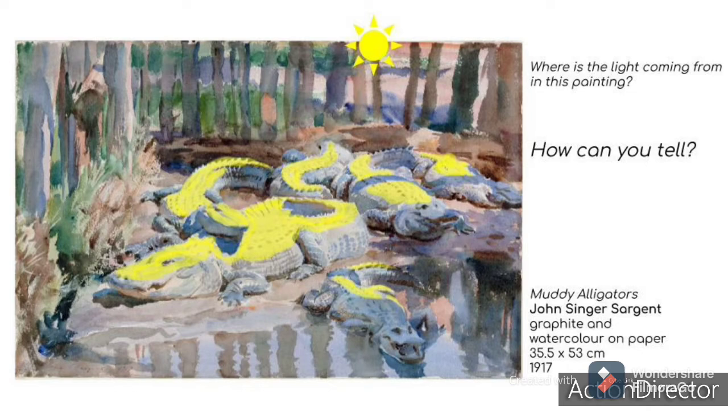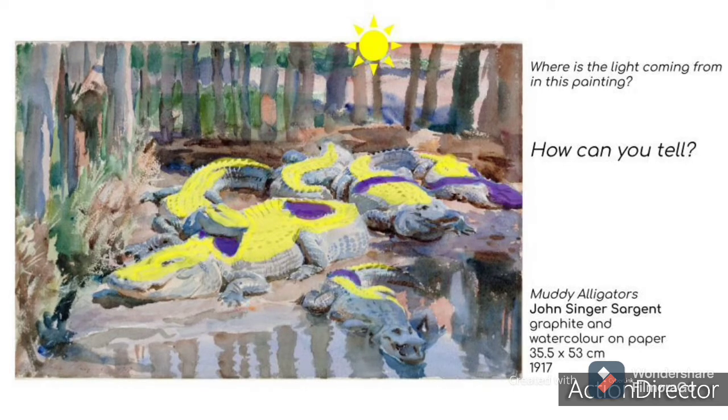Since light only travels in a straight line, one plane can block light from hitting another plane. These are called cast shadows. There are many cast shadows in this painting.